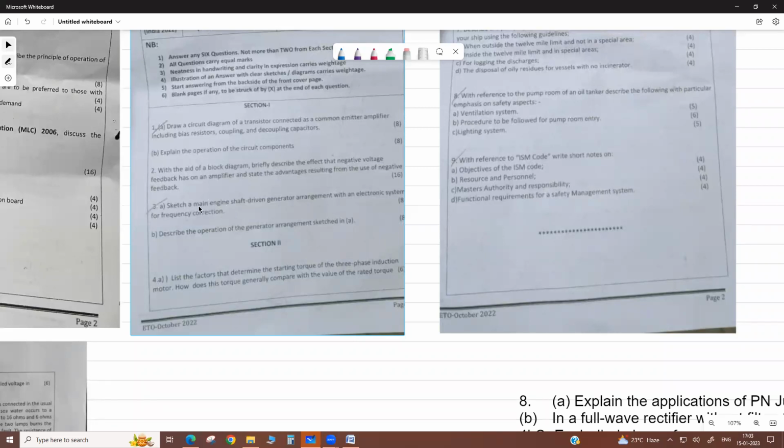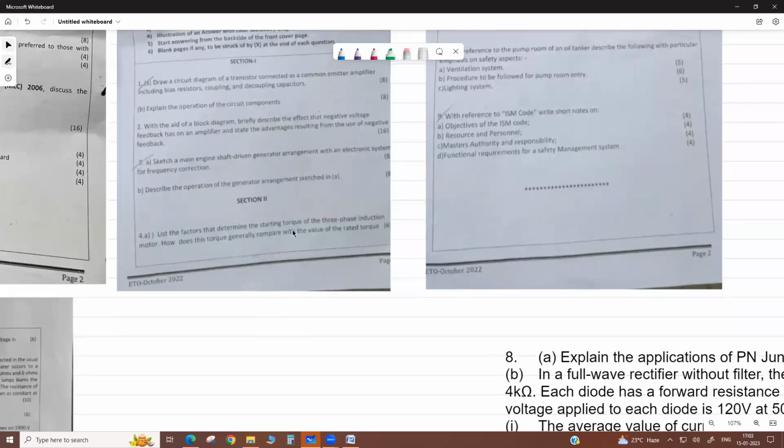Now this is okay. Main engine shaft driven generator arrangement for electronic system for frequency correction. Describe the operation of the generator arrangement. So here it is like your governing control with the electronic circuit. Okay.